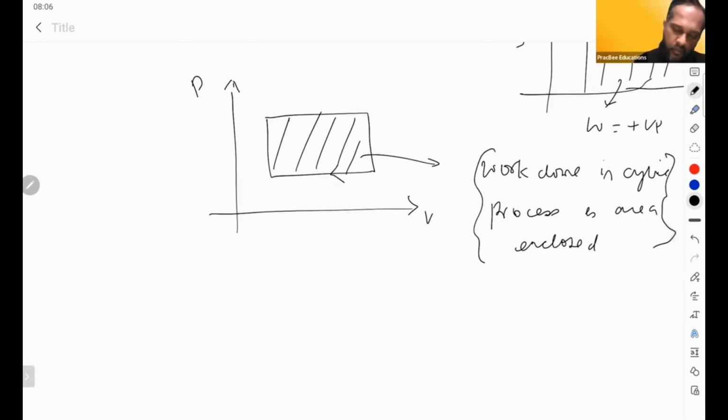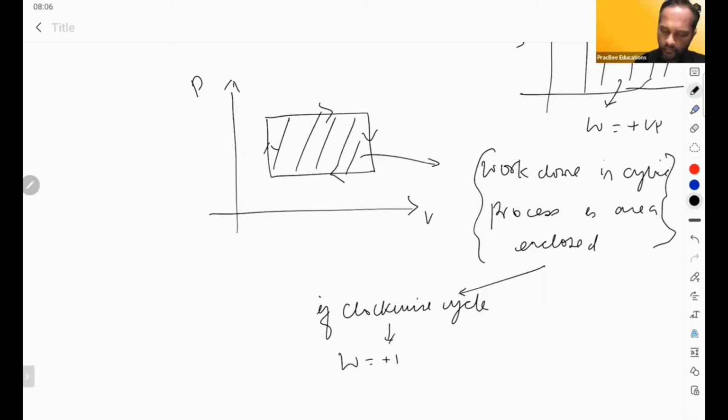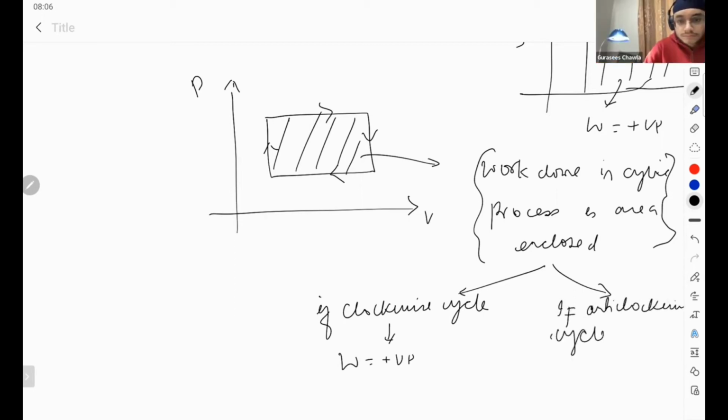अब यहाँ पे क्या होगा कि I know कि if clockwise cycle, यदि clockwise cycle है तो total work done positive होगा, और if anti clockwise cycle then total work done negative होगा. Simple. ये समझ में आया? Yes. तो ये चीज ध्यान देना है.